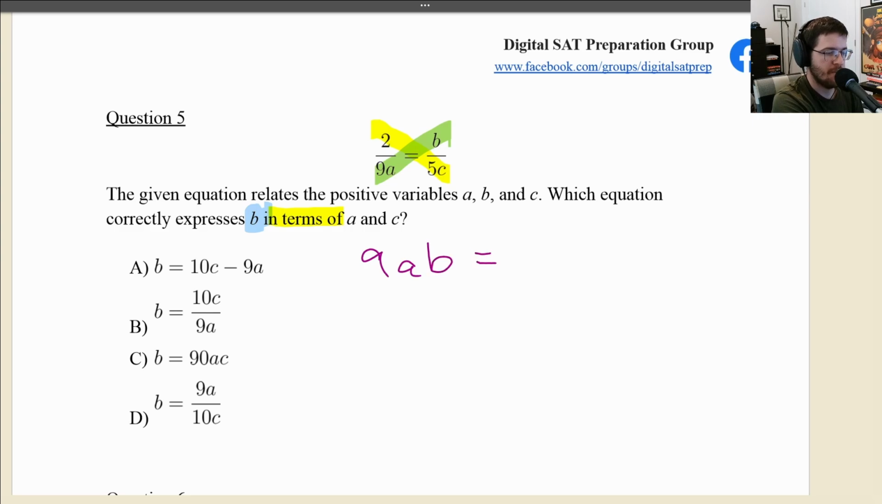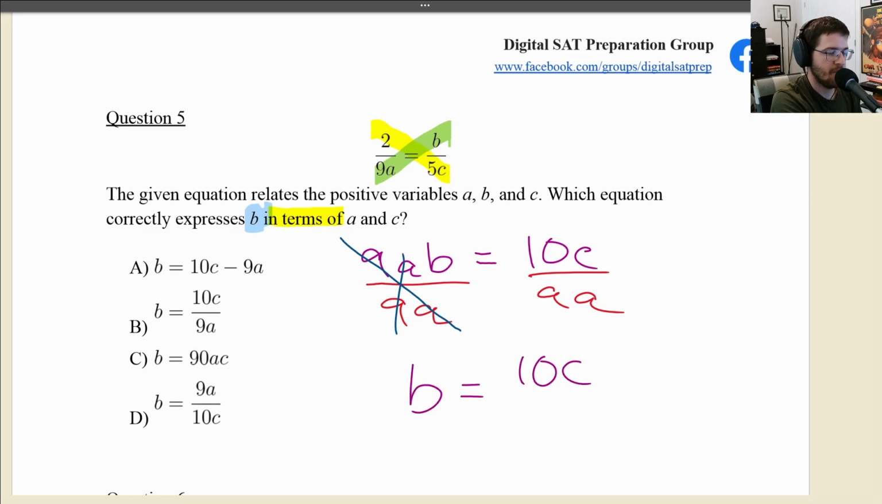And then 2 times 5c, that's 10c. And now I want to get b by itself. And you'll notice that is being multiplied by 9a. So we'll do the opposite of multiplication, which is division. You can do this all in one go. Divide both sides by 9a. These guys will go away. And we will be left with b equals 10c over 9a. And that is looking like choice B.